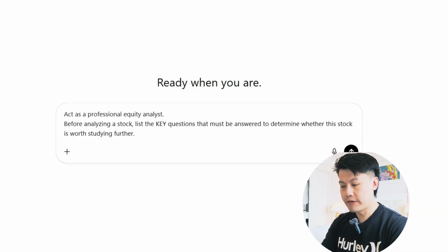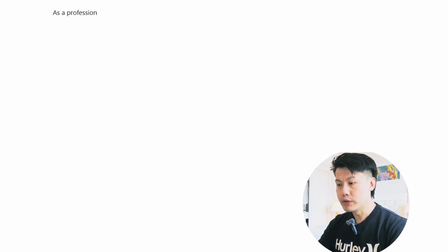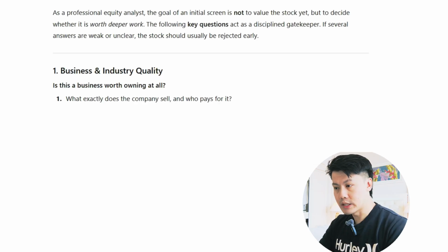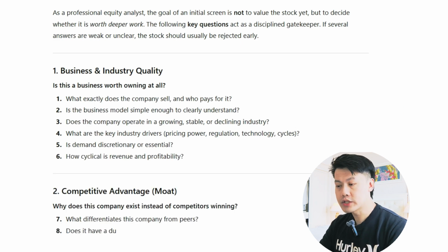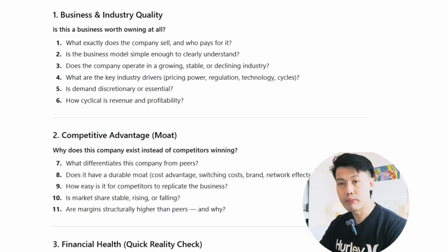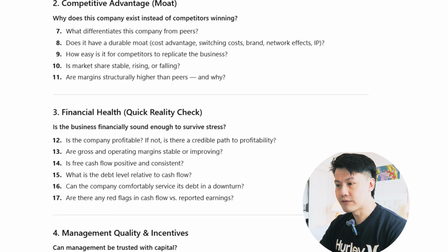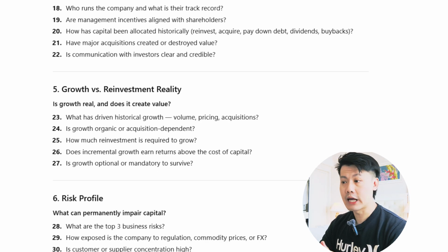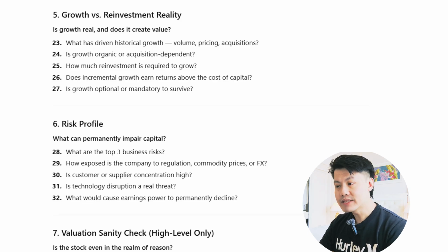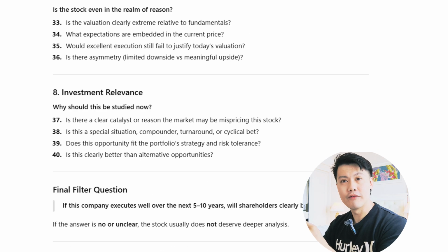Act as a professional equity analyst. Before analyzing a stock, list the key questions that must be answered to determine whether the stock is worth studying further. What you will get is the business quality questions, industry structure questions, financial health checkpoints, management and incentive red flags, and also valuation logic, and not just price guessing. This alone puts you ahead of 90% of investors.